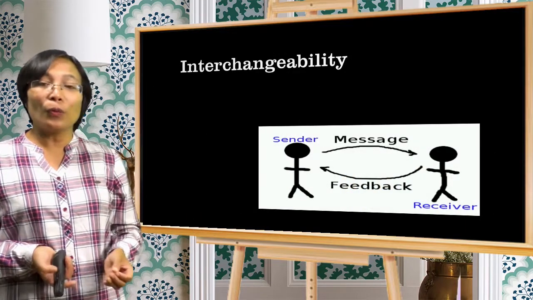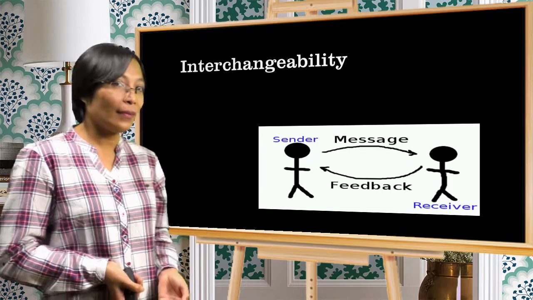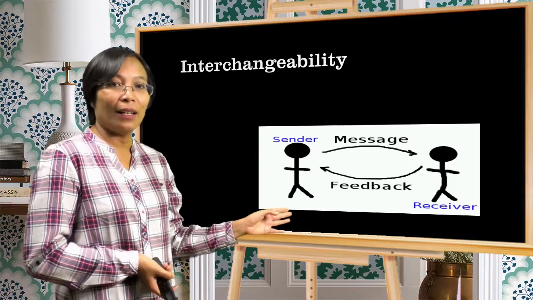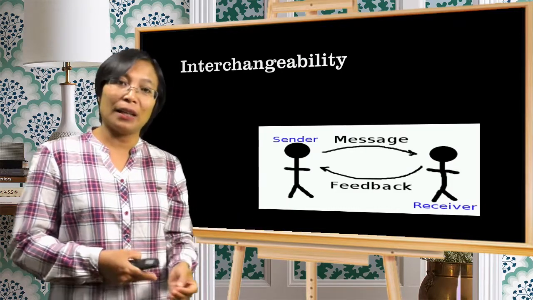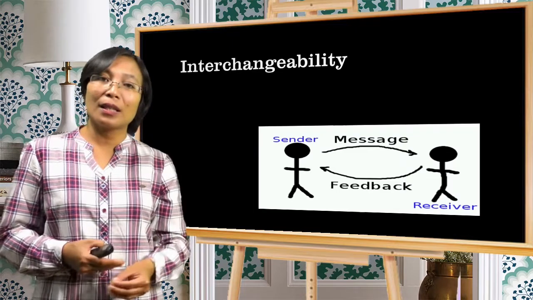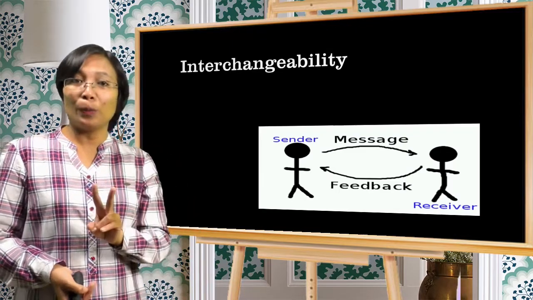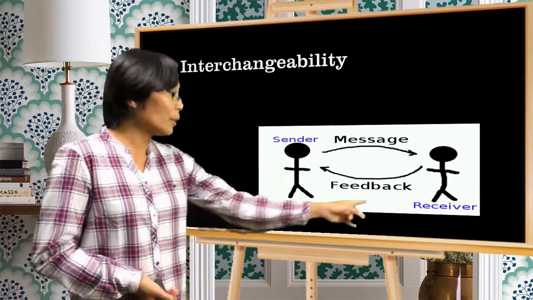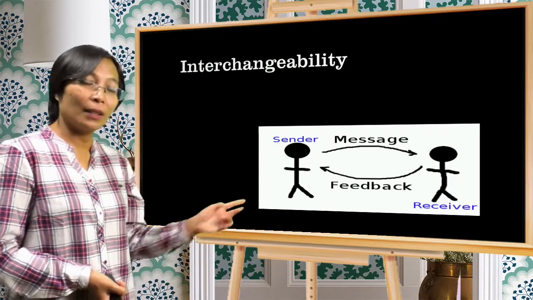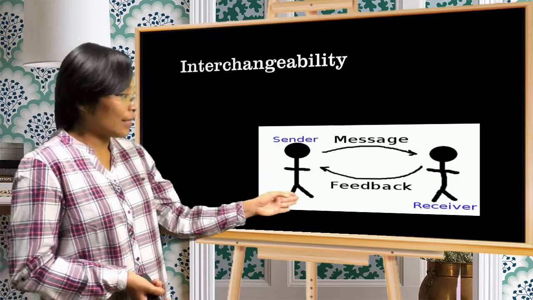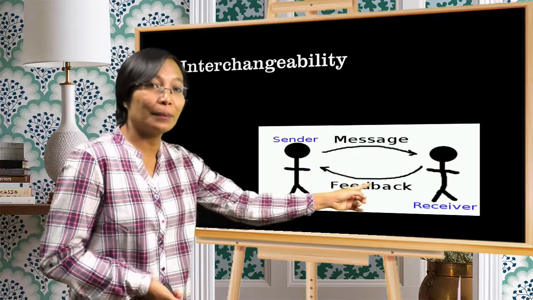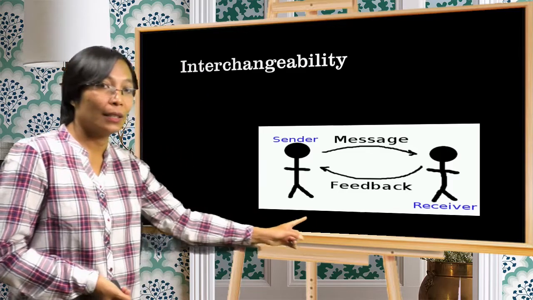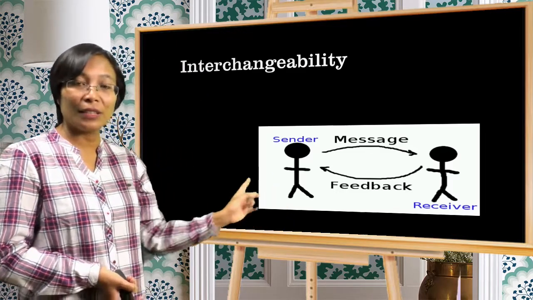The next feature is what we call interchangeability. So do you remember this picture? Yes, this is what's going on when we communicate with each other. In the process of communication, there are two parties, sender and receiver. Based on what you have in this picture, the sender sends messages, right? And then the receiver gives feedback to the sender.